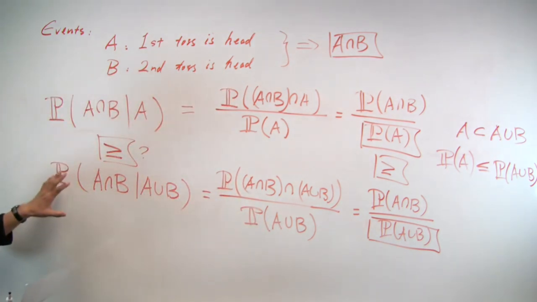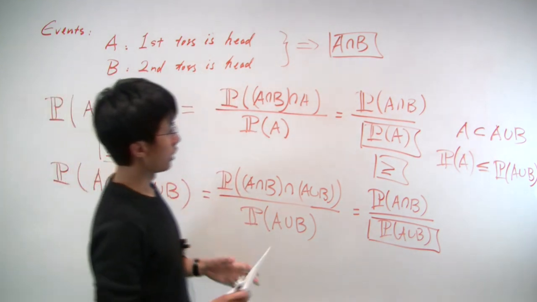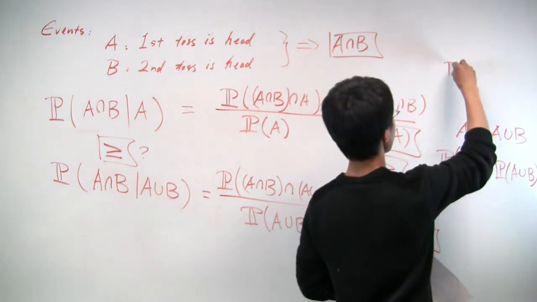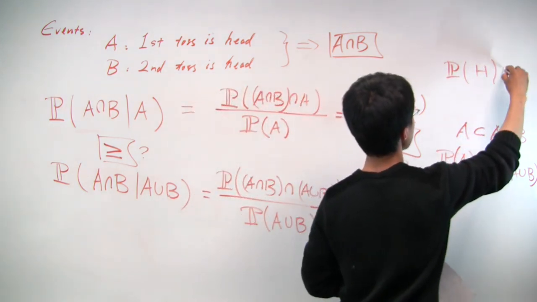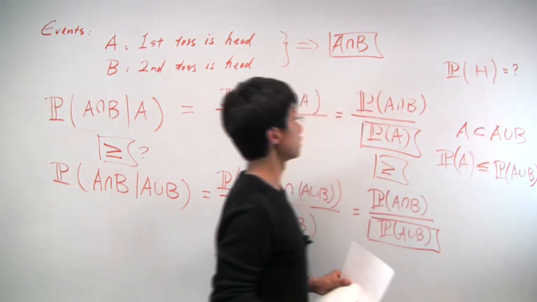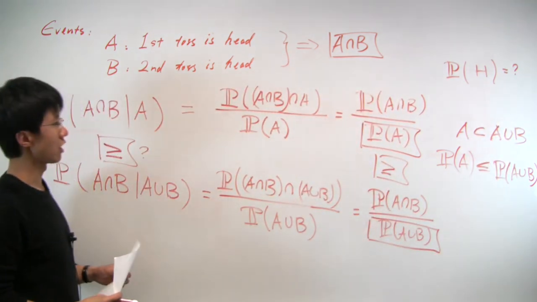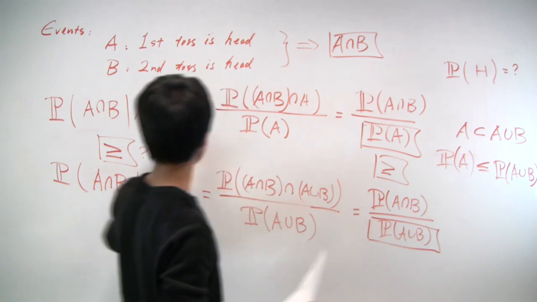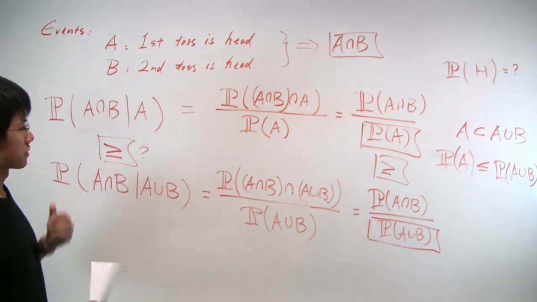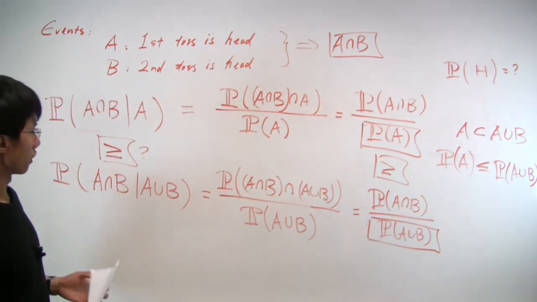Throughout this problem, we never used the fact that the probability of a particular coin toss resulting in a head is a certain number. Actually, this bias for the coin is irrelevant. Whether the coin is fair or unfair, this fact is always true. So indeed, it does not depend on the probability of the coin.